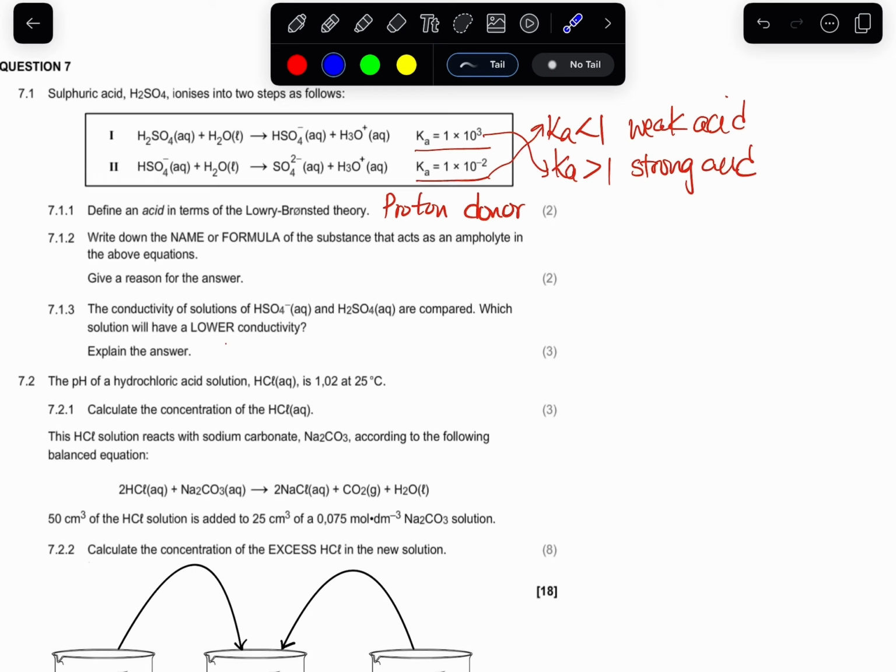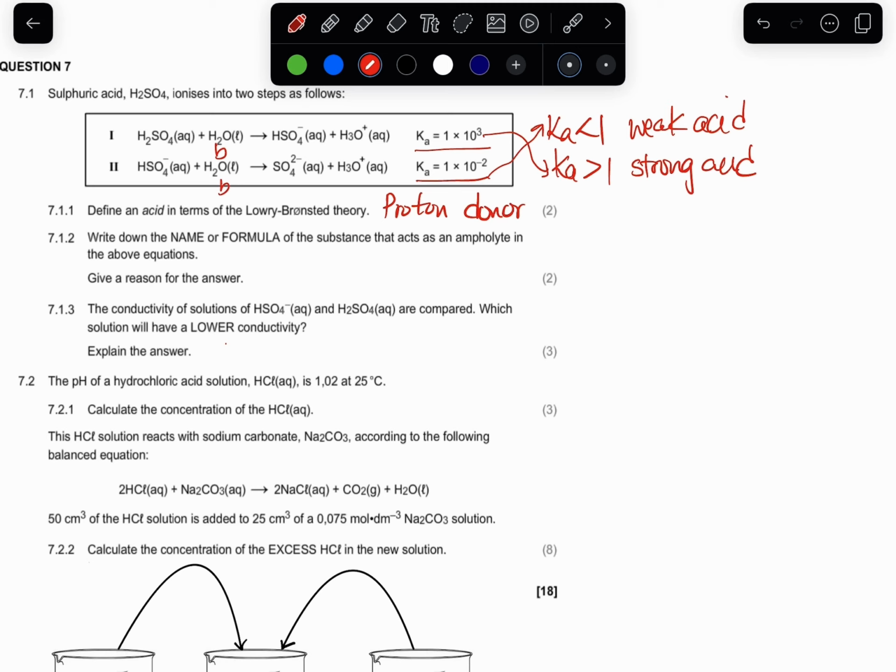Here we have sulfuric acid. It donates a proton to water. So water here in this case will act as a base. Here we have a hydrogen sulfate ion. It donates a proton to water. So water here acts as a base. So water here doesn't qualify to be an ampholyte.